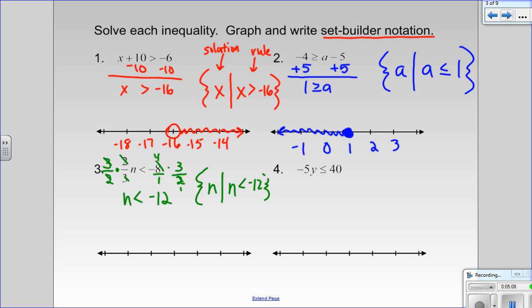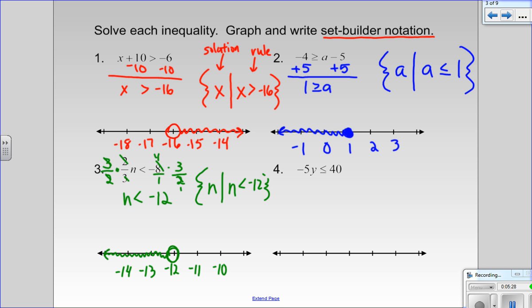And again, let's make our number line. So we'll do an open circle since there's no or equal to part to our inequality, and we shade all the values less than negative 12. So negative 13, negative 14, and all the decimals in between.